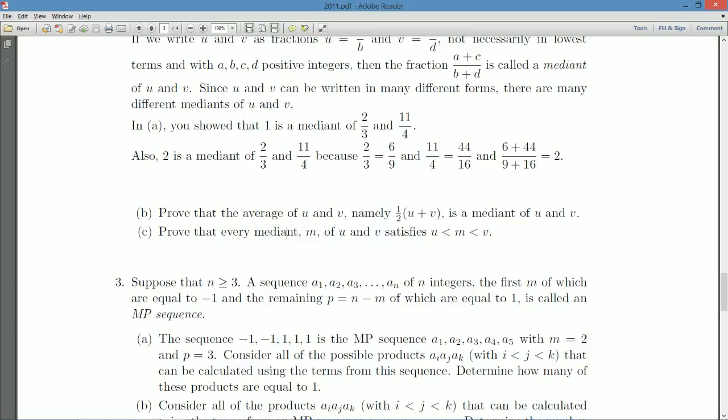Well, let's see. I know the general form of a median, and so it's ax plus cy over bx plus dy. So I know what that looks like. So I know what m as a fraction will look like. How do I show that it's greater than something? Well, we'd have to show that there's a positive difference, so that m minus u is definitely greater than 0.